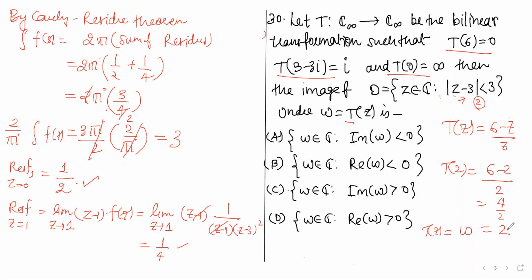For W equals 2, look at option A. It says the imaginary part of W is negative, so wrong. Option B says the real part of W is negative, but here the real part of W is 2, not negative, so option B is wrong. Option C says the imaginary part of W is greater than 0, but I got the imaginary part equal to 0. That means option C is also wrong. So D is unconditionally right. There is no choice for D, it has to be correct. All right, so option D is correct.